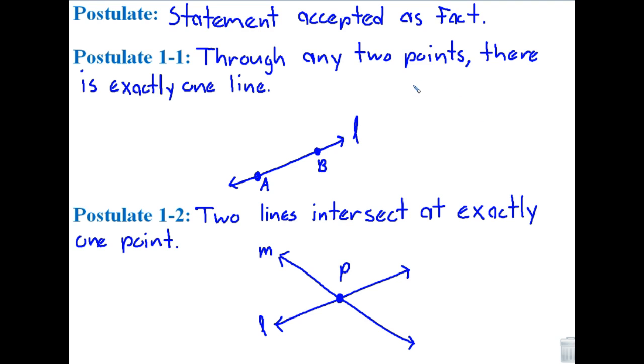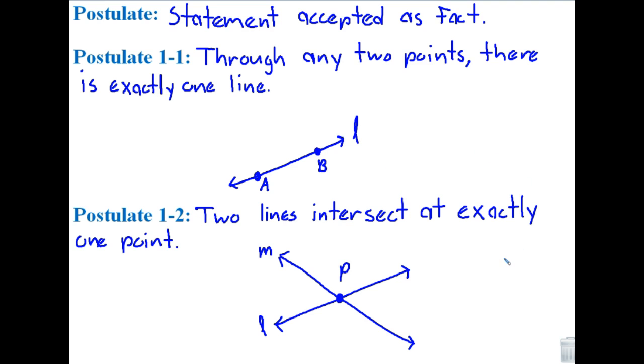First one says that through any 2 points, there's exactly one line. So if I have 2 points, A and B, there's only a single straight line I can draw through those 2 points. That'd be this line L we have here. That's why we use 2 points to name the line, because if we have 2 unique points, we'll get a unique line.